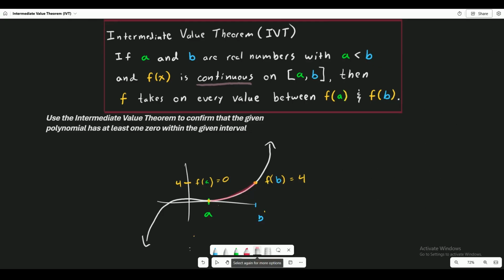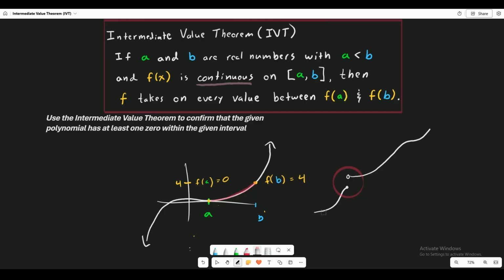Here's an example of a function that is not continuous. I go here, I stop, and then I go like that. This is not continuous because right here is a gap. And due to this gap, the intermediate value theorem does not hold. It's not true because it's not continuous. But if it is continuous, then the intermediate value theorem must be true. A function must be continuous for the intermediate value theorem to hold. That's a condition for it.